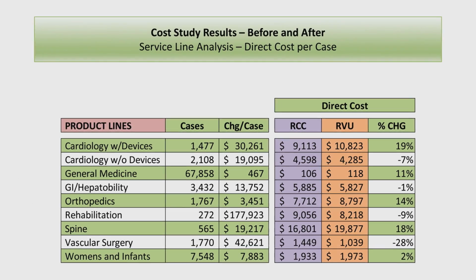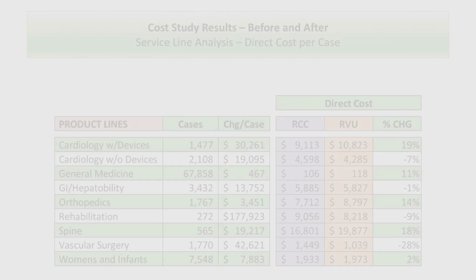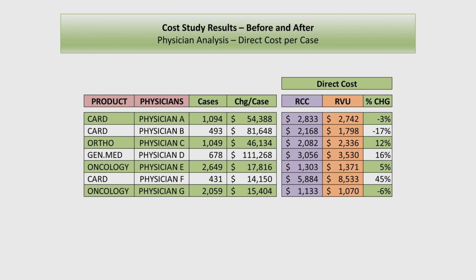Our final example is a view at the service line level. Here we analyze the direct cost per case by service line, again comparing the two methodologies and showing a percentage change from one to the other, which in this instance ranges substantially from -28 to +19%. These examples demonstrate the distinct difference in results from using these two methodologies.